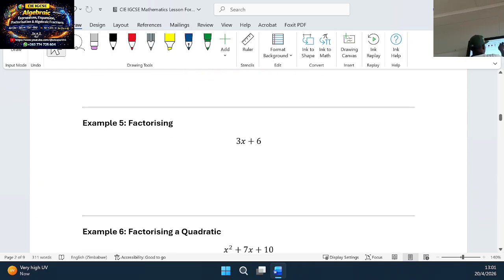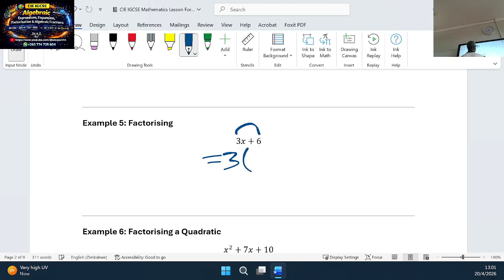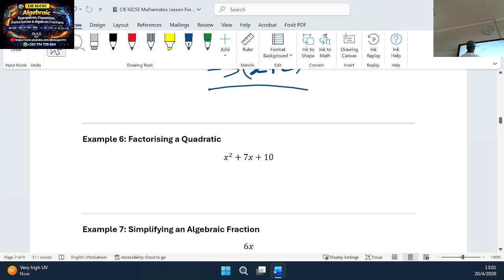Then factorizing, we are looking for the HCF of 3 and 6. It happens to be 3. And we only have a letter in the first part, so there's no need to worry about it. So we divide the first term, 3x, by 3. It gives us x. We divide the second term, plus 6, by 3. It gives us plus 2. We close our bracket. Those are the factors.